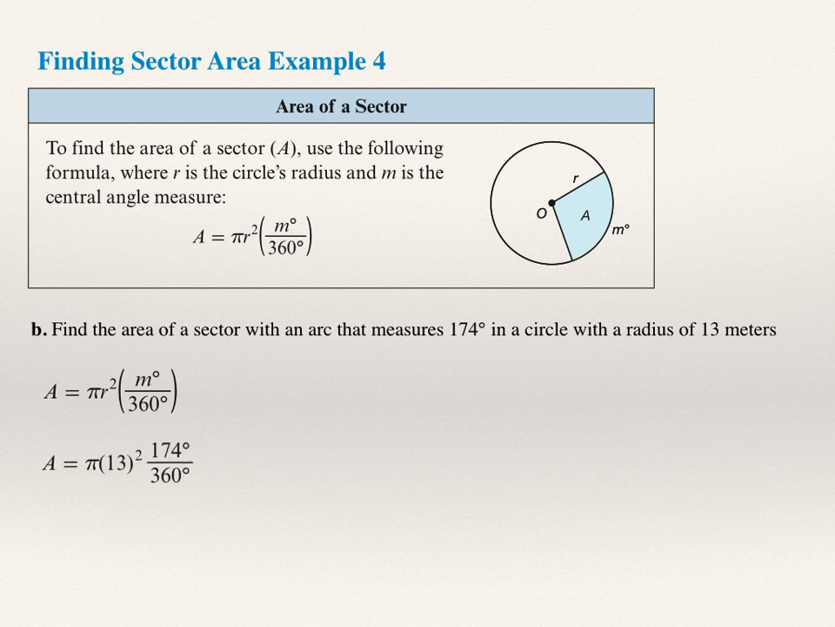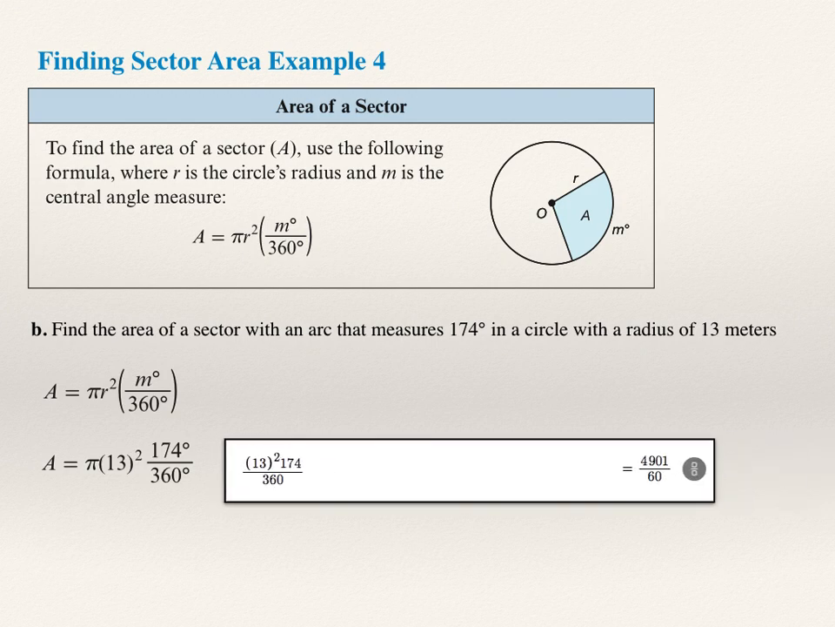So we start with our formula and we substitute in our values. That's our first step. Then I type into desmos.com/scientific the 13 squared times 174 divided by 360, and I get what looks like kind of an awkward looking fraction, but nevertheless it's a fraction. So I'm going to leave that as my answer, but I won't forget pi, and I won't forget to include my units. So my answer is 4901 over 60 pi square meters. Notice area is always in square meters.